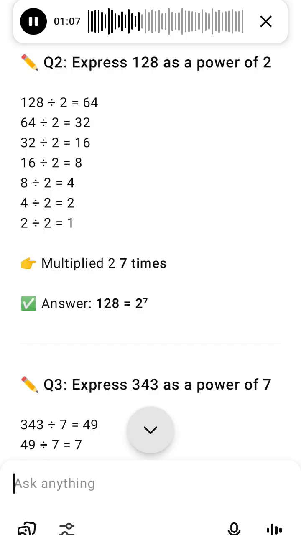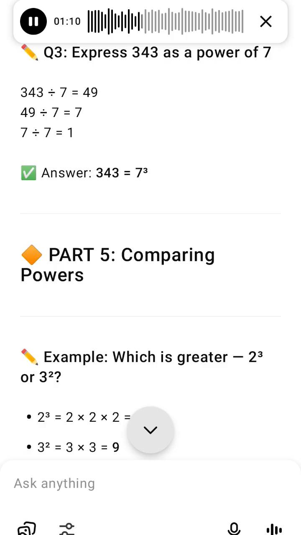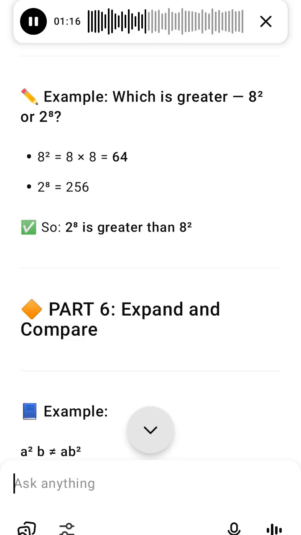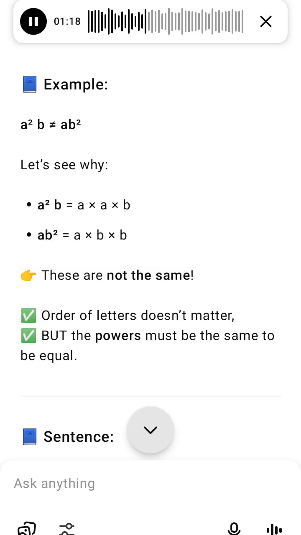5. Power expressions with different order. Order does not matter in multiplication. Only the powers must be the same to say two expressions are equal. Equal expressions: a^4 b^4 equals b^4 a^4, and a times b equals b times a. Not equal: a^4 b and a b^2, because the powers are different.